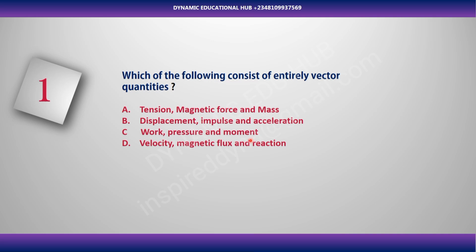Remember, vector quantity has magnitude and direction. So tension is a vector quantity. Magnetic force, it is a force, vector quantity. Mass, scalar quantity. Displacement, vector quantity. Impulse, vector quantity. Acceleration, vector quantity. If you look at this one, work is not a vector quantity, it is scalar. Magnetic flux is not a vector quantity either. So what's our answer? We have B.